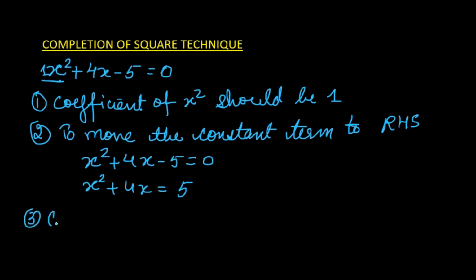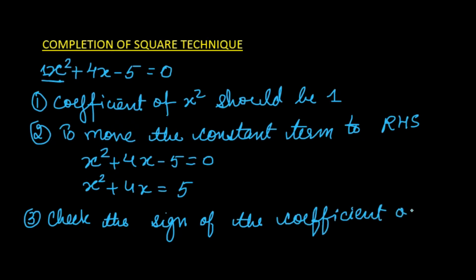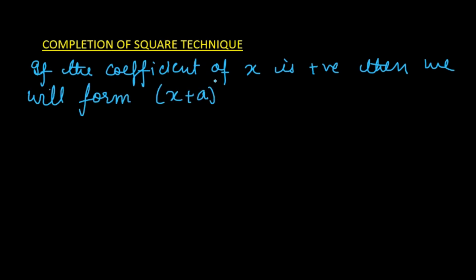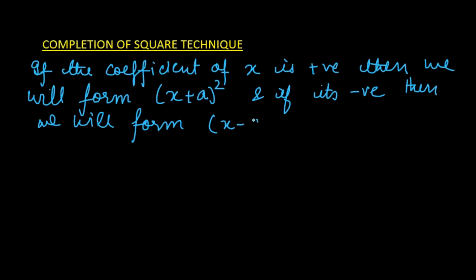Now, the third thing is to check the sign of the coefficient of x. So, in our case, the coefficient of x is plus 4. What is the sign here? Plus. Okay. If the coefficient of x is positive, then we will form x plus a whole square, and if it's negative, then we will form the square of the form x minus a whole square.